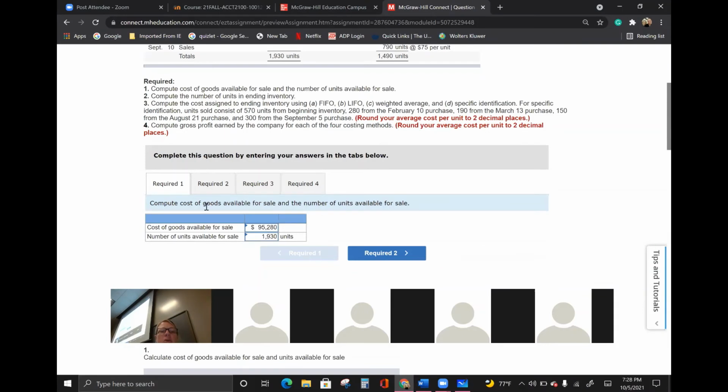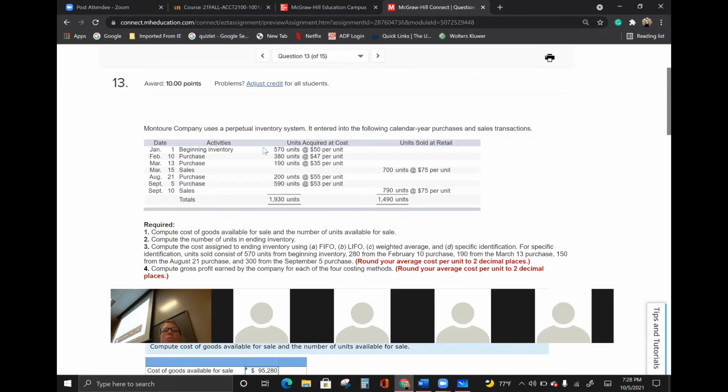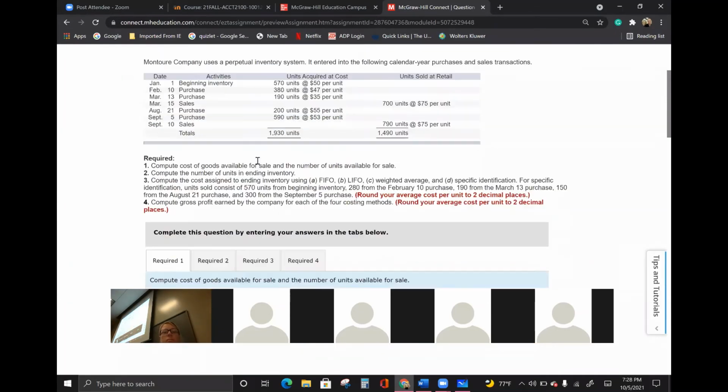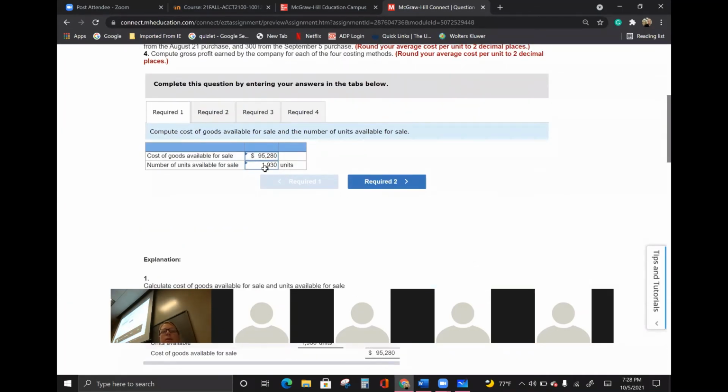Okay, so it's saying compute cost of goods sold, cost of goods available for sale and the number of units available for sale. So they want to know what's available as far as total cost and what is the quantity. How many units do we have available? All right. Well, we had 570 to begin with, and then we're just going to add in our units. So we purchased 380, 190, 200, 590. We add them all together. That's what's available. So we put our units down here, 1930.